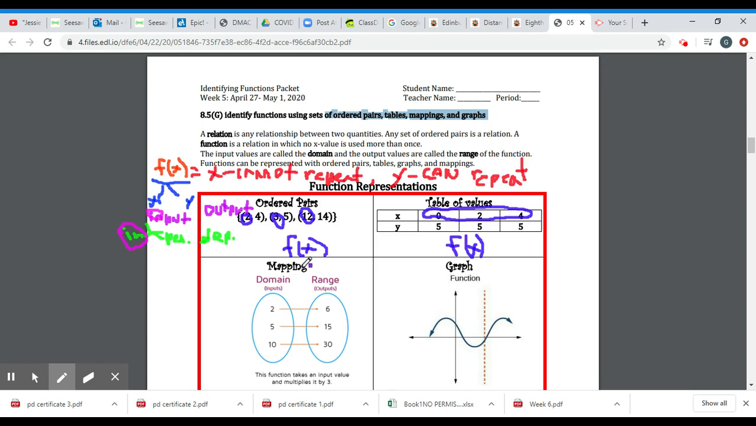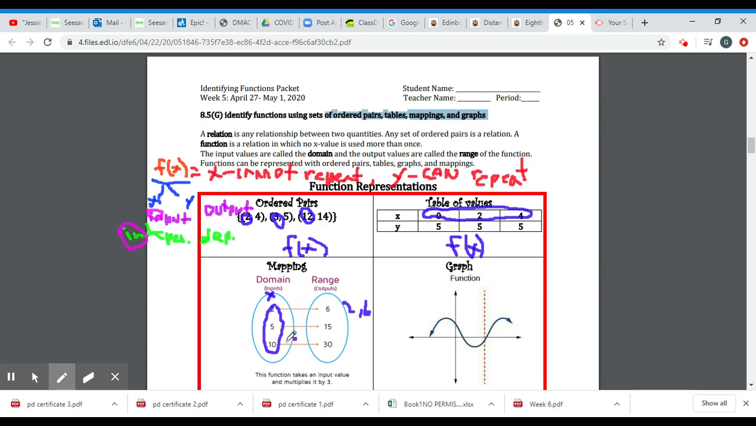On the mapping, we have our inputs or our domain and our outputs, which is also known as my range. But we know that the ins are also my x's. So this is where I'm going to look. When I'm looking at a mapping, I'm going to just look to make sure that no arrow is coming out of the same x more than once. So if I look at this one, it's 2. Well, I only have one arrow from 2 and it goes to 6. That means that is 2, comma 6.